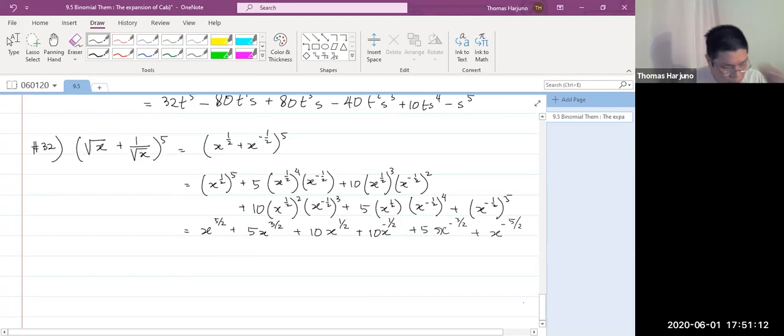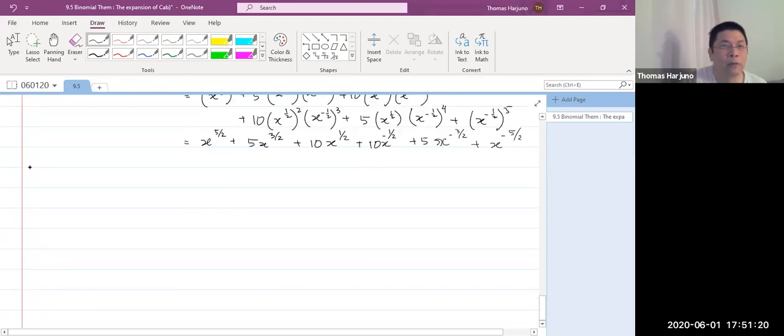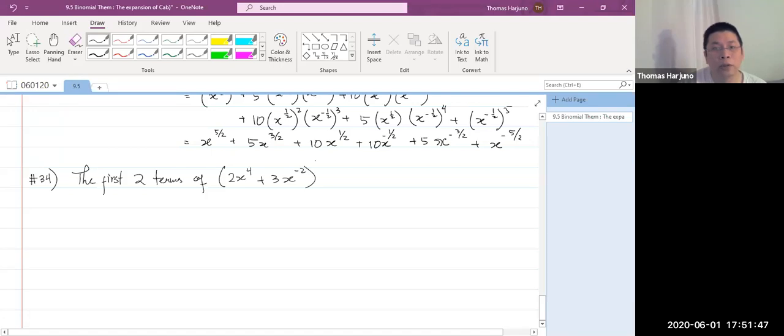Okay, go on. The next couple of things will be quite fast. I assume you already get the idea. So number 34, for example: the first two terms of 2x to the 4th plus 3x to the negative 2, all of them to the 6th. Just the first two terms.